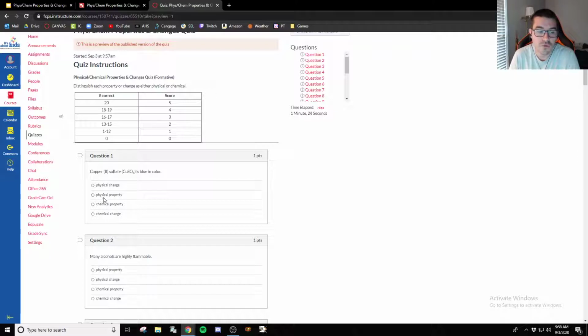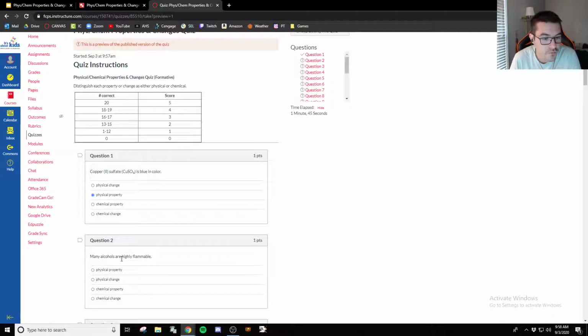And so then the question becomes, is it a physical property or a chemical property? If you think back to what we just heard in the notes, physical properties are things that you can observe with your five senses. I can see colors, right? So I think that this is probably a physical property. And that is correct.